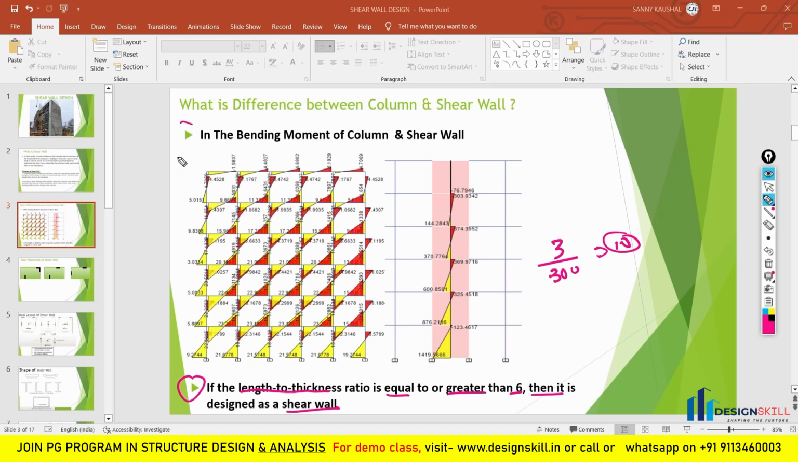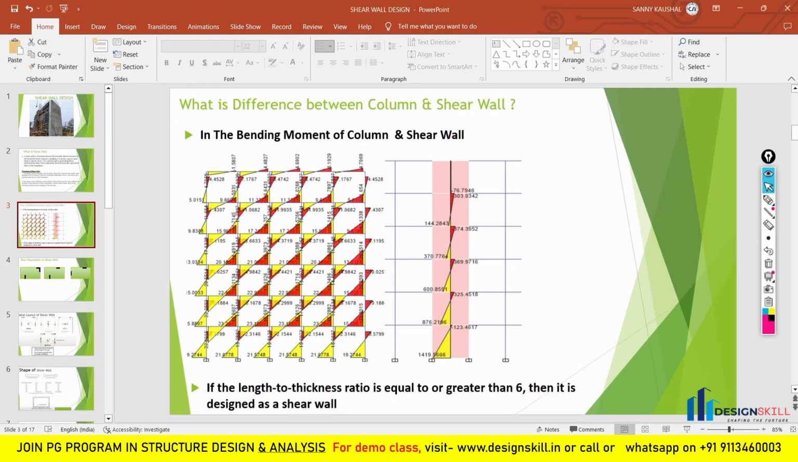The technical difference is this only: in the case of bending moment, you get different bending moments in the columns and the shear wall. That is the main technical difference here. But this ratio is not a technical difference. It is a physical difference, or you can model it as a shear wall. So don't consider this as a technical difference, consider only the bending moment as the technical difference.